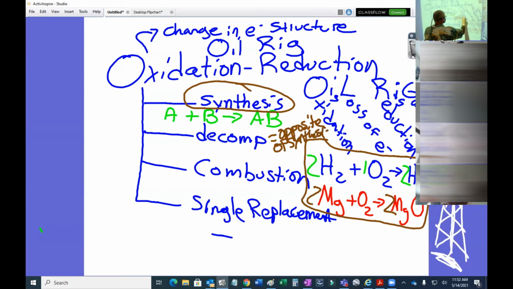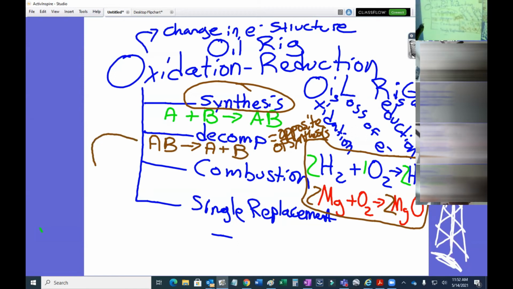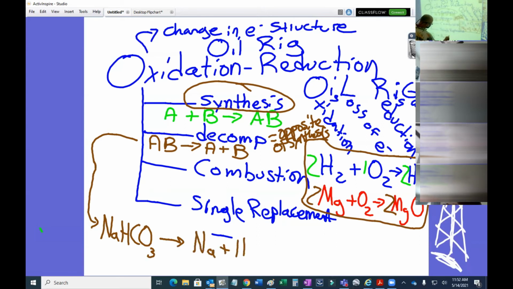Decomposition is the opposite of synthesis. AB yields A plus B. Here's an example. Sodium hydrogen carbonate. You could do a reaction in which sodium plus hydrogen... Oh no, let me back that up. Let's make that water, plus water plus carbon dioxide are formed. Yes, where did that extra hydrogen come from? We can balance that, but it'll take longer than I have time to do right now.